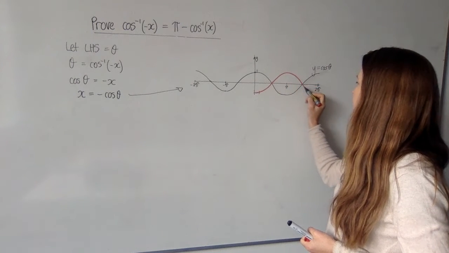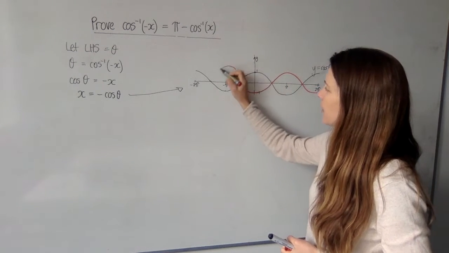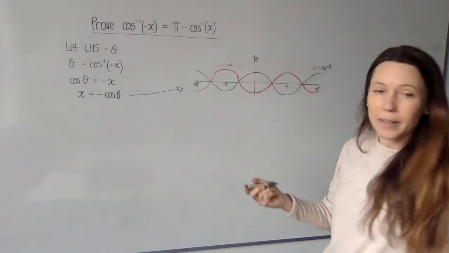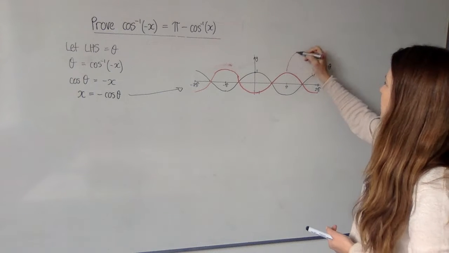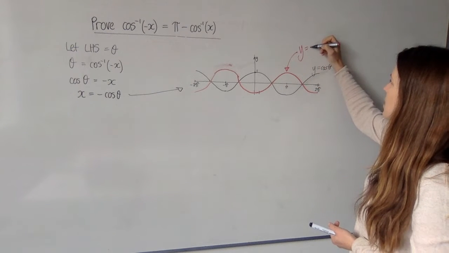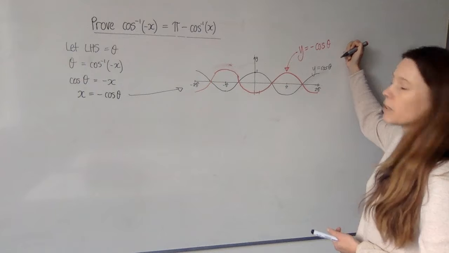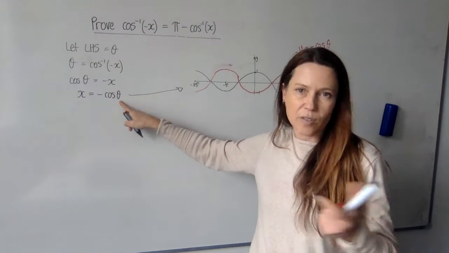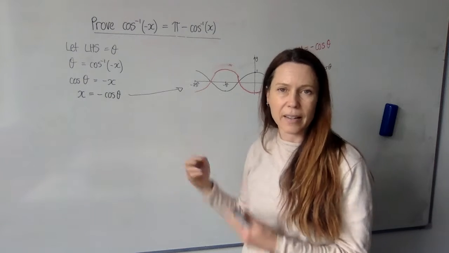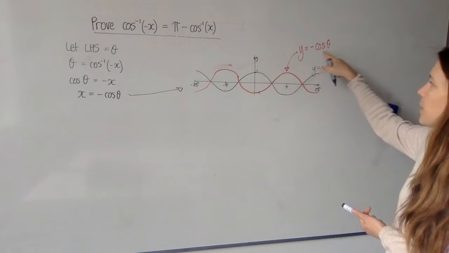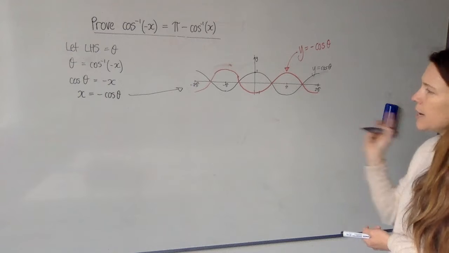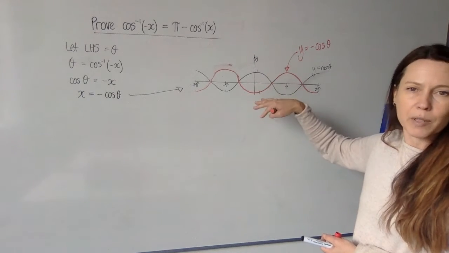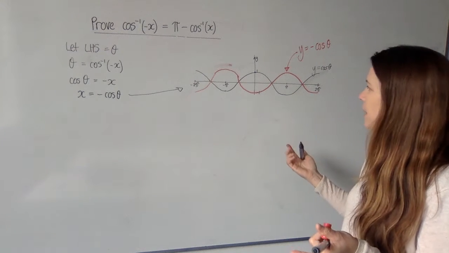So if I tipped this one upside down, in other words, replaced y with negative y, this red one could be called y equals negative cos theta, couldn't it? Now, why have I gone for that? Well, I've got negative cos theta here, so it sort of makes sense to graph y equals that, and then I can think what other graphs might also look like this red one. Now, is there any other way that I could generate the red graph from the black one without flipping it upside down? What else could I do that would amount to the same thing?